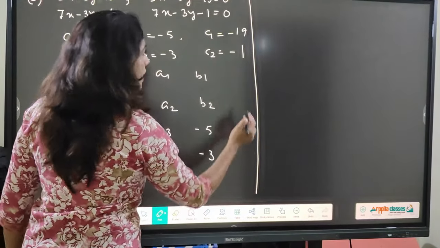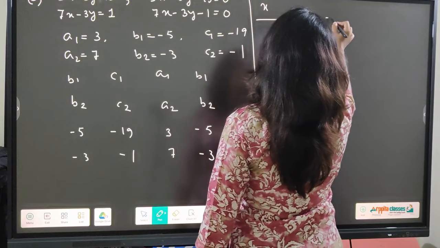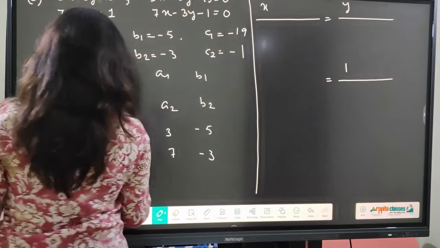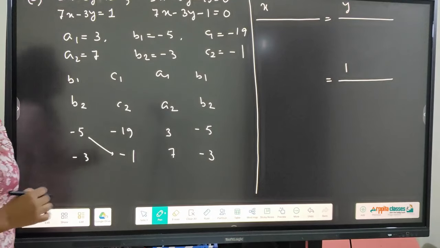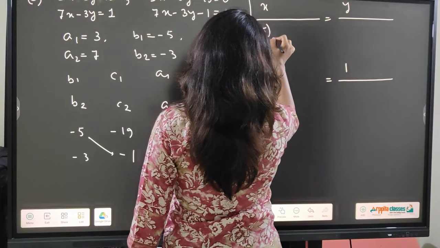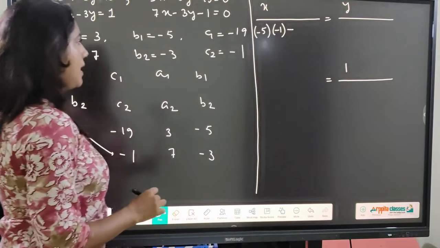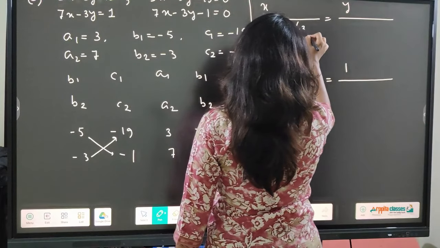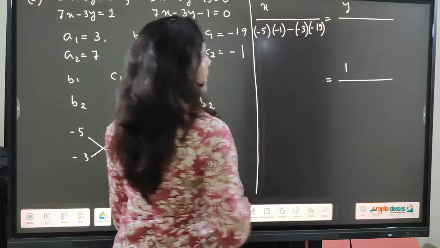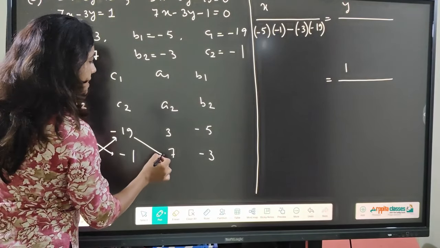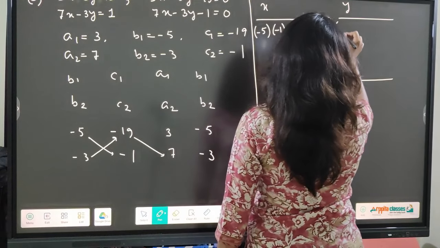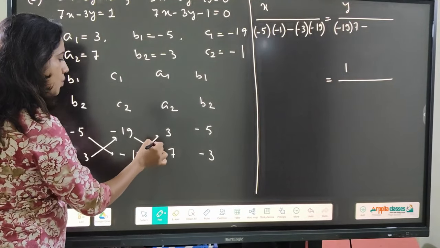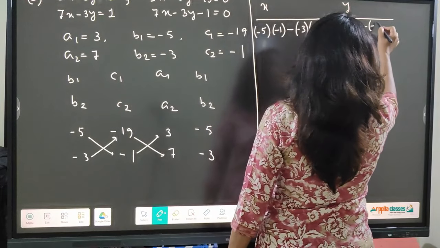Now we are going to write x upon something is equal to y upon something is equal to 1 upon something. Okay, so under x upon something we write minus 5 into minus 1. In between there is a minus sign. Again we'll write minus 3 into minus 19. Now under y we'll write minus 19 into 7. There is a minus sign in between and again minus 1 into 3.